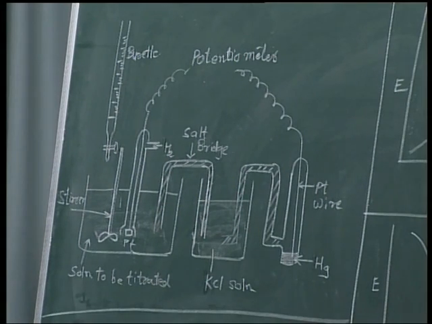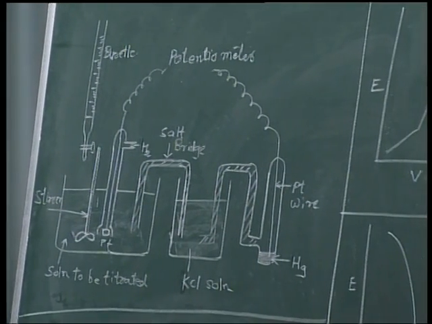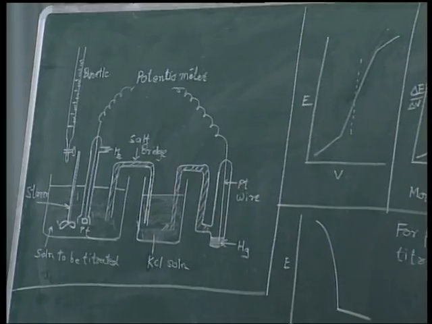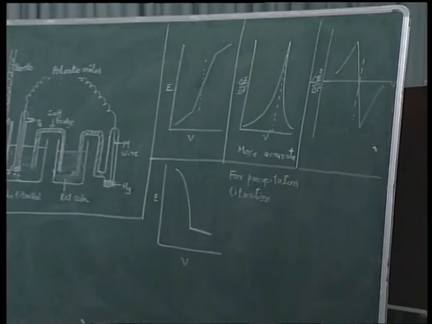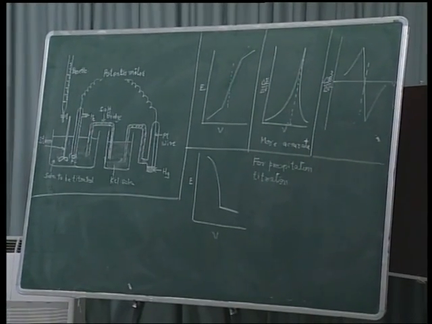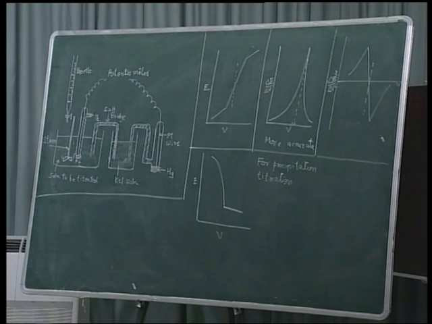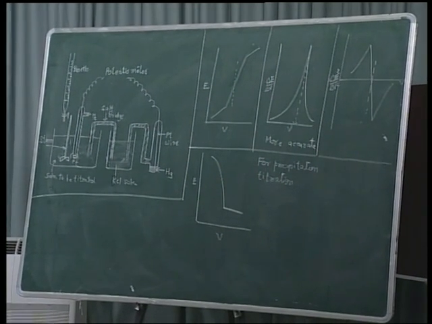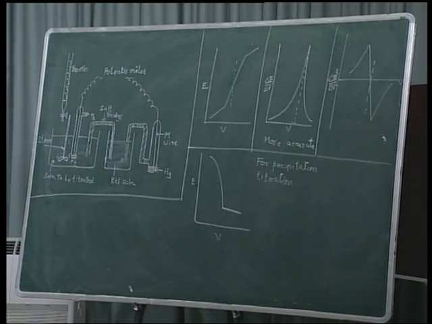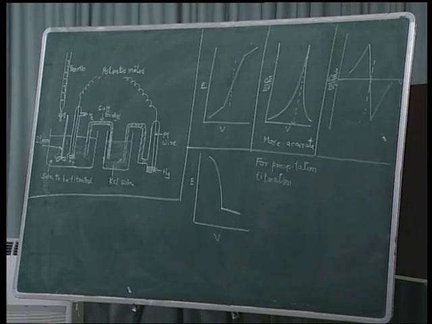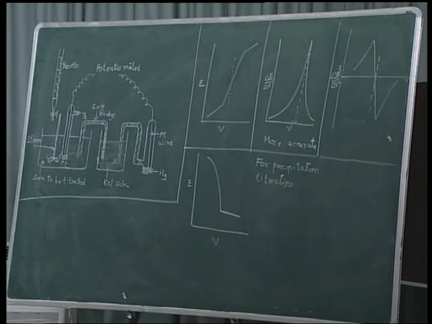From the graph we can see that we have a total of 3 types of graph. One is EMF versus volume, the second one is delta E by delta V versus volume of NaOH added, and the third one is delta E square upon delta V square versus V added. In the first graph, when we add NaOH in potentiometry, slowly the EMF increases.